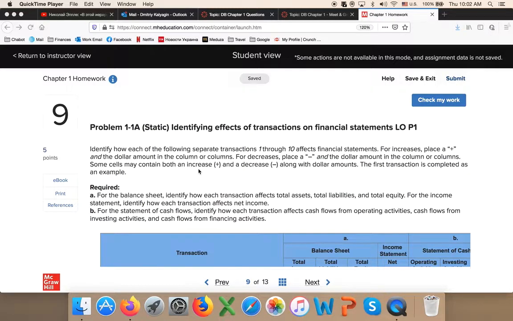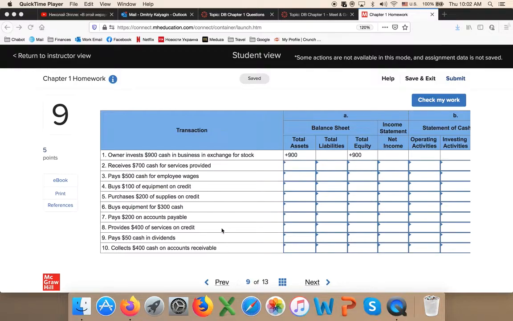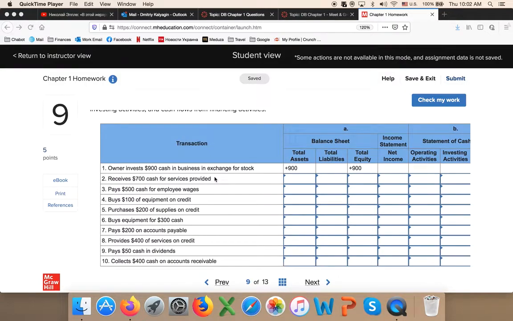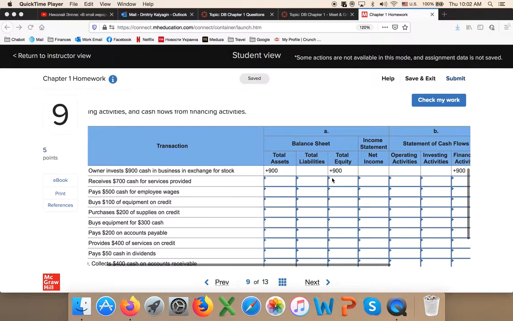class. In my experience, this problem number 9 sometimes challenges students. I think it's my favorite problem. It really tests your understanding of financial statements. So you can see here that there are 10 transactions. The first one is done for you. And you have to analyze what kind of impact each transaction has on the 3 financial statements, on the balance sheet, income statement, and the statement of cash flows.